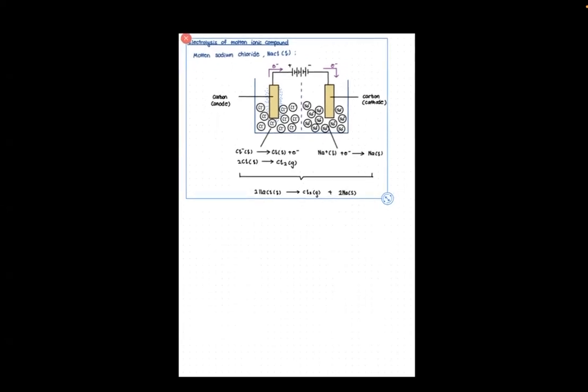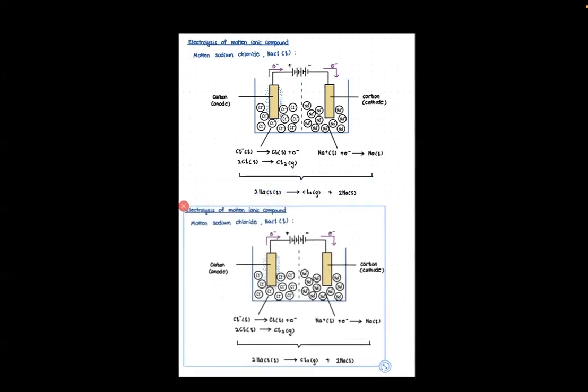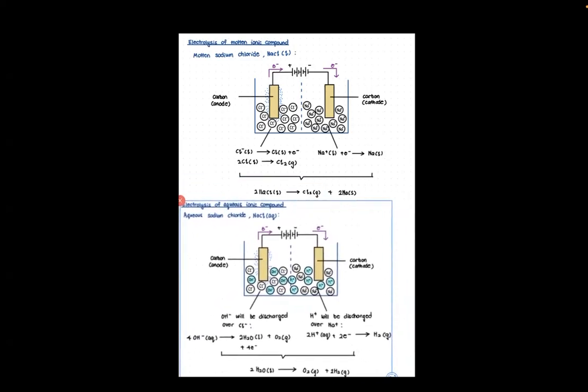Next, we talk about electrolysis of a molten ionic compound, which is the same thing we just did. So I'll just put this down here. But what about the electrolysis of an aqueous ionic compound? That is the one that we need to take more note of. Why? Because we now have two different types of electrolytes, which are our water and also our sodium chloride.